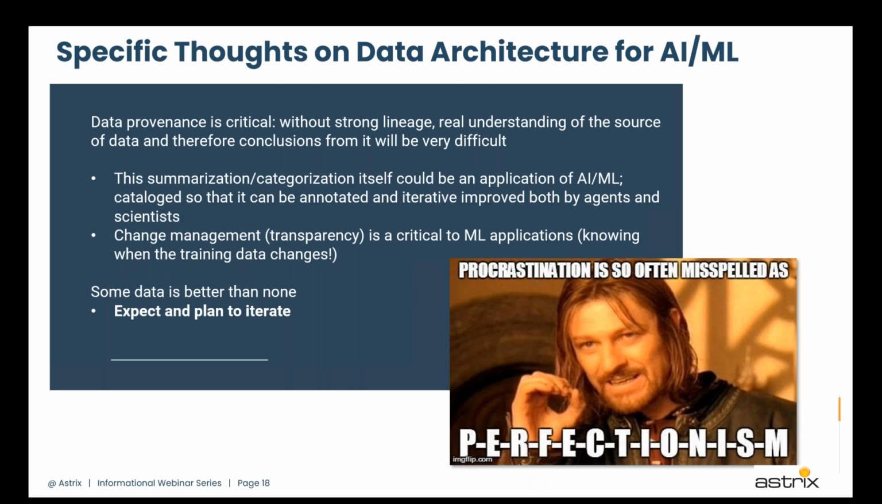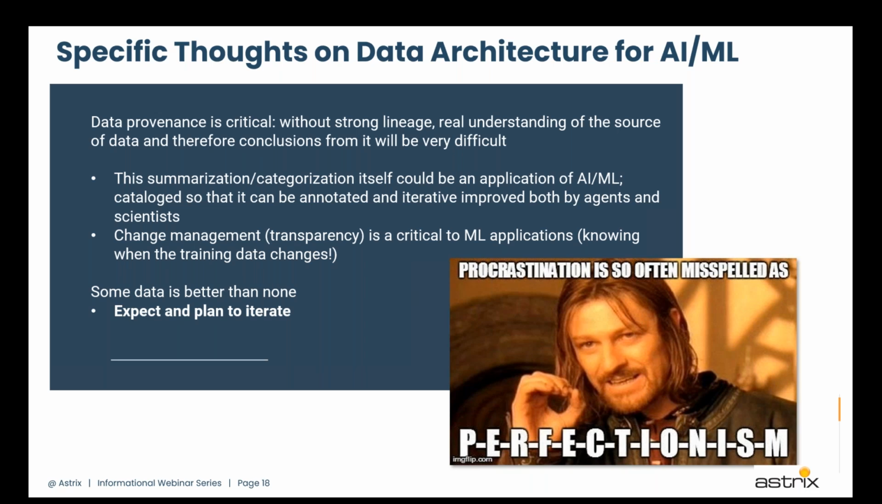Why did that conclusion come out of the model? What specifically should I go look at as a scientist in order to understand whether or not that suggestion from an ML model was a good thing or not? So that provenance, like where did this data come from? What are the relationships, et cetera? How has it changed? All of that is a critical aspect in ML applications within the life sciences industry.